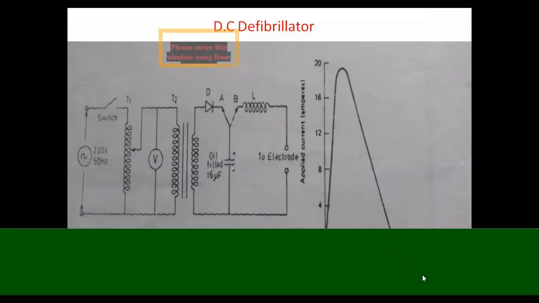So this figure shows the discharging of the capacitor. Okay, so this is the applied current, the amount of current we are applying to the heart muscles. On the x-axis we have time in milliseconds, and this is the applied current in amperes. So we can apply nearly 20 amperes of current. See here, 20 amperes of current.